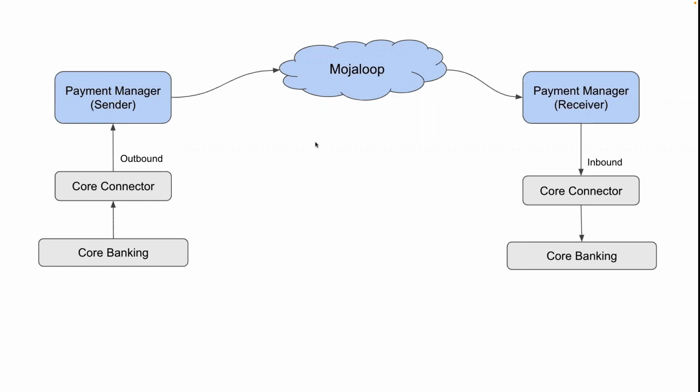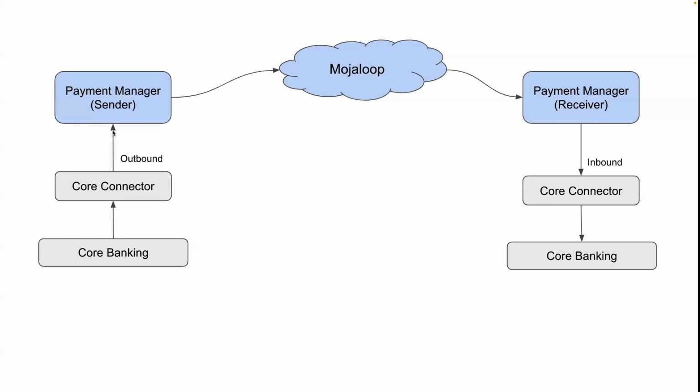Let's see a typical use case of the FSP integration with the Mojaloop scheme. Here, there are two FSPs. One is sender and one is receiver. Let's say both use Payment Manager to connect to the Mojaloop system. So they need to develop a core connector to connect to their core banking solution.